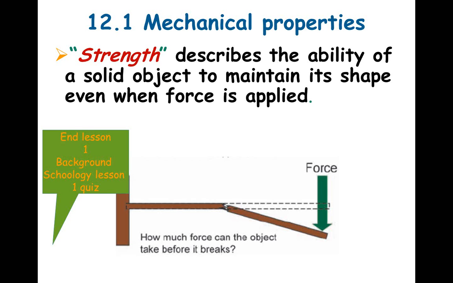Strength describes the ability of a solid to retain its shape even when a force is applied. Here in this example, if you apply a downward force on this object, its resistance to break or to move, that is going to be its strength.